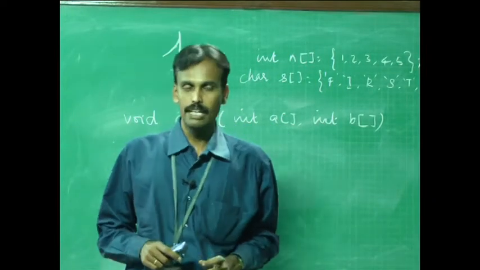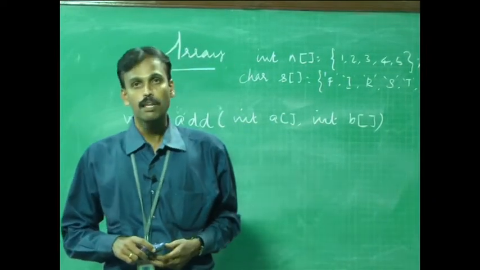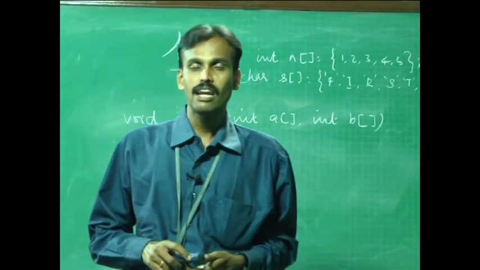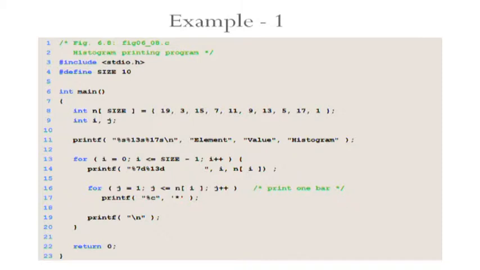printed on the screen. This is achieved using a printf statement which has the specifiers %s, %s and %s, each one for element, value and histogram. The sizes of these fields are limited as 1 for the element, 13 for the value and 17 for the histogram.